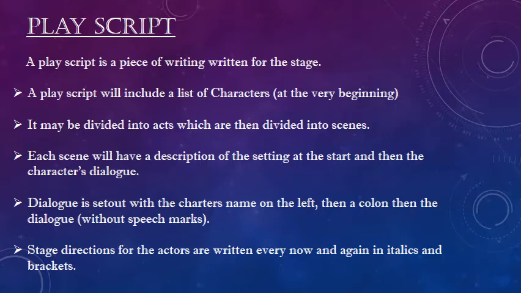Each scene will have a description of the setting at the start and then the characters' dialogue. So before each scene you have to describe the setting, means where the act is going on, okay, and then the character's dialogue should be written. Dialogue is set out with the character's name on the left, then a colon, then the dialogue. So character names, then a colon, and then the dialogue is written. Okay. Stage directions for the actors are written every now and again in italics and brackets.